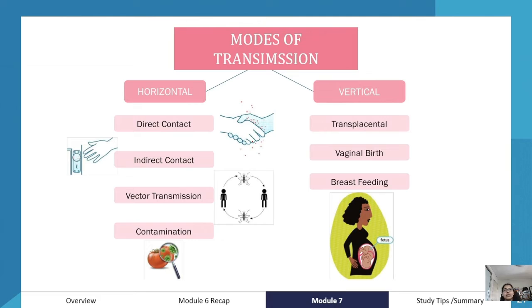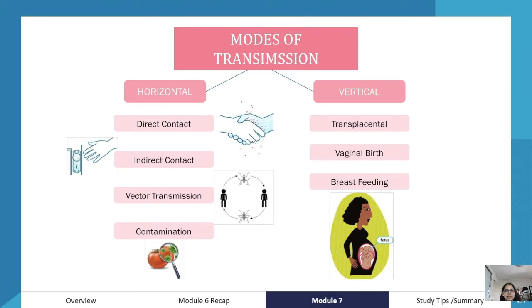Horizontal is when it's direct contact. I just like to think of horizontal as in proper horizontal, and it helps me think of direct contact. It can also include indirect contact. It includes vector transmission and contamination. So these 4 are part of the horizontal mode of transmission.